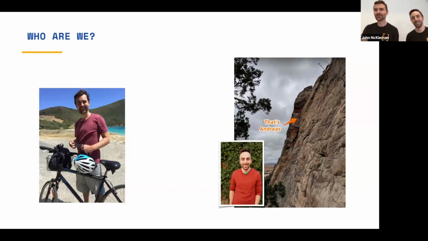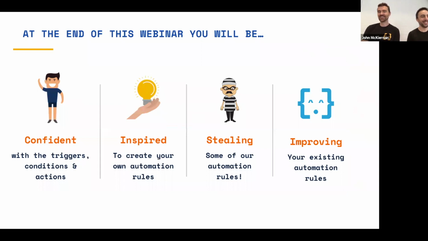It's an awkward choice. Okay, before we kick onwards, at the end of this webinar, I'm hoping everybody's going to walk away feeling quite confident with the triggers, the conditions, and the actions at the very least. They're the basic building blocks that you're going to use to create every rule. You should also be inspired to create your own automation rules.